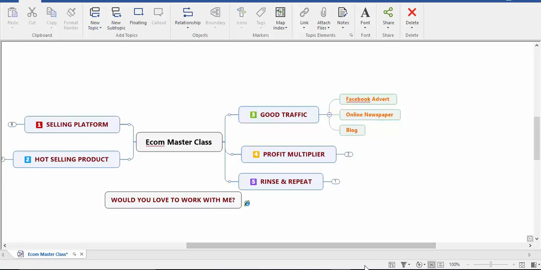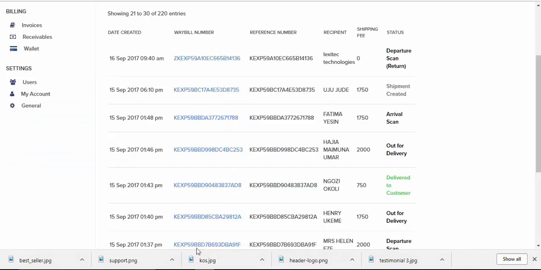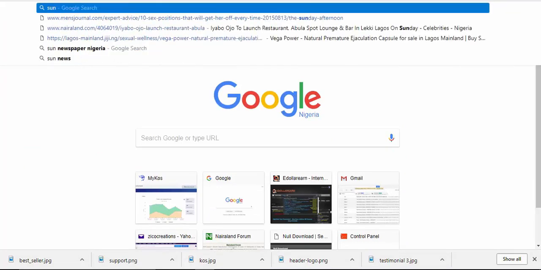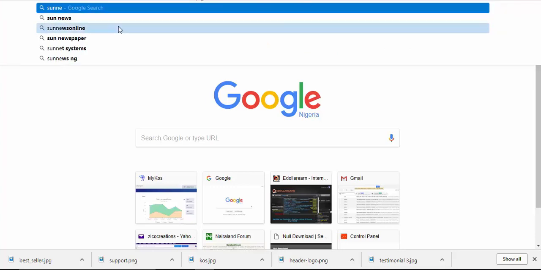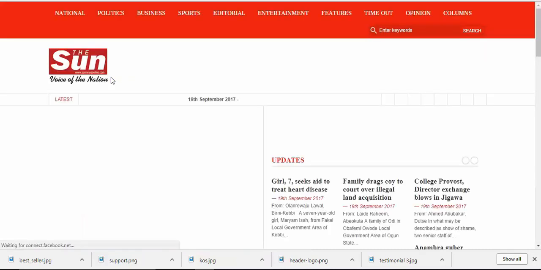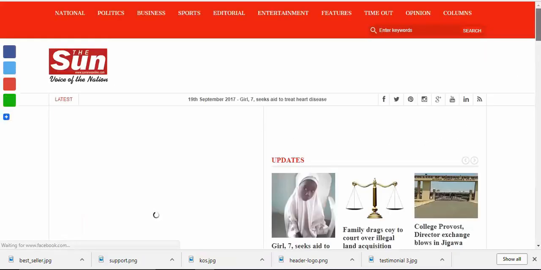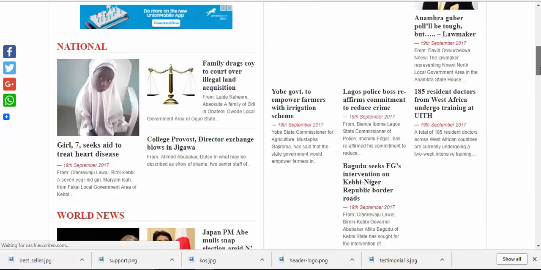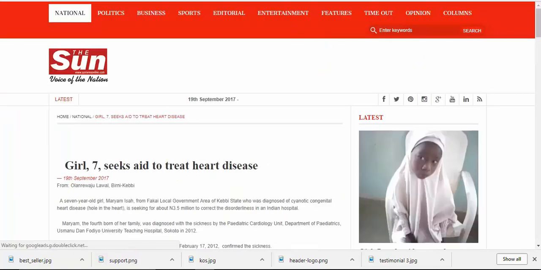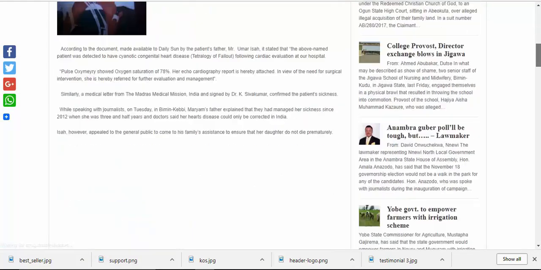Also, you can advertise your product through different online newspaper websites. For instance, Sun News Online. They have their own advert rate. You can advertise through Punch. You can advertise through all of them, but they have their own different rates. They also have very good traffic, which you can take advantage of.